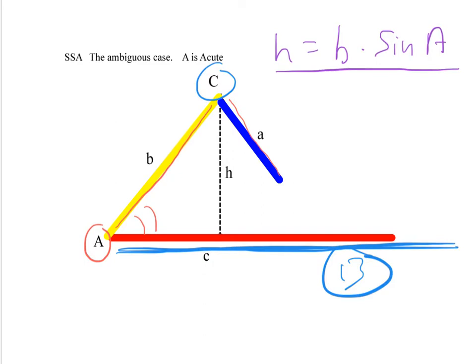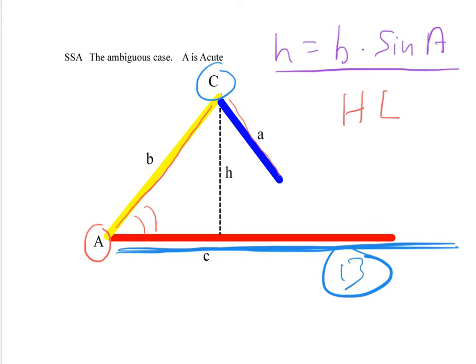Okay, if h is longer than a, that means now that there is no such triangle, because you can't swing a down enough to meet up with the red line c. You can't form that triangle. If a is equal to h, there's going to be one triangle. It's going to be a right triangle, the triangle that we see right here. And that, of course, back in geometry was the HL situation.